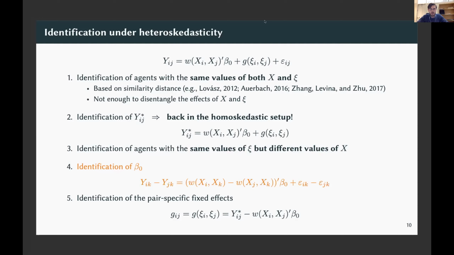So finally, before I proceed, a remark that identification of pair-specific fixed effects also comes naturally here. Since I know Y_ij star and I know beta naught, I just subtract the contribution of the observables, and I can uniformly consistently estimate all these pair-specific fixed effects for all pairs of agents, which is especially important in nonlinear models, since they can affect partial effects.